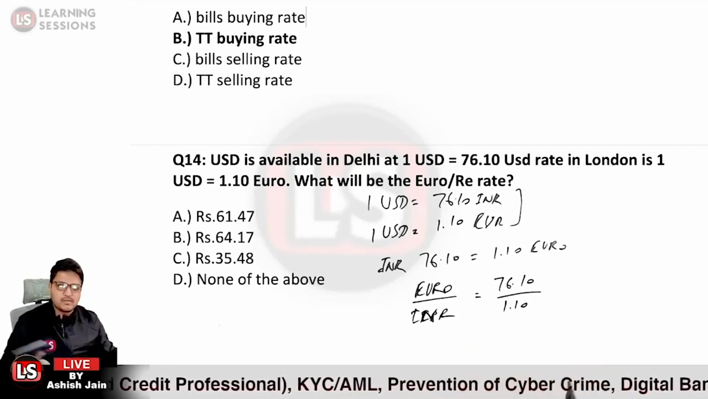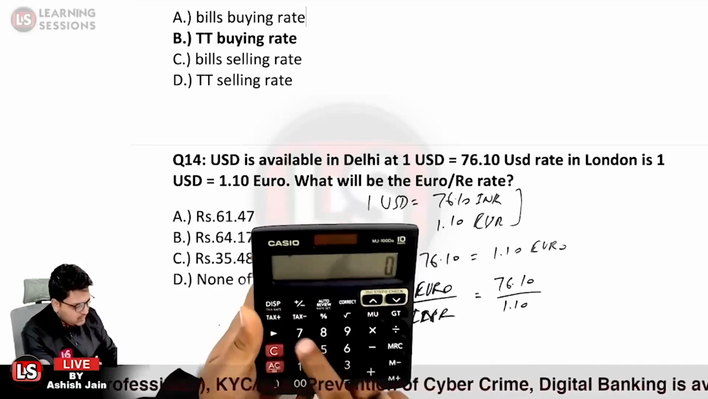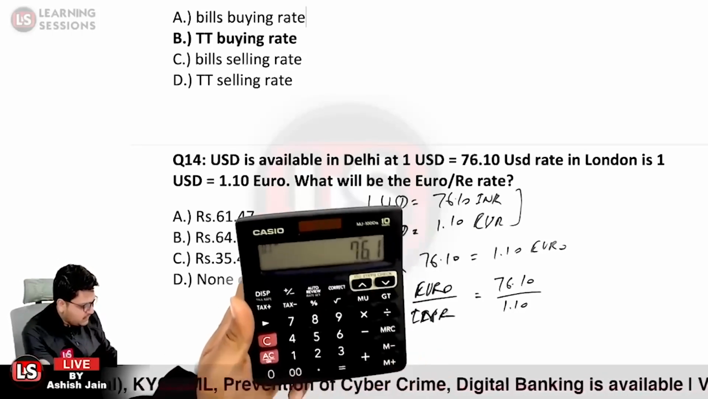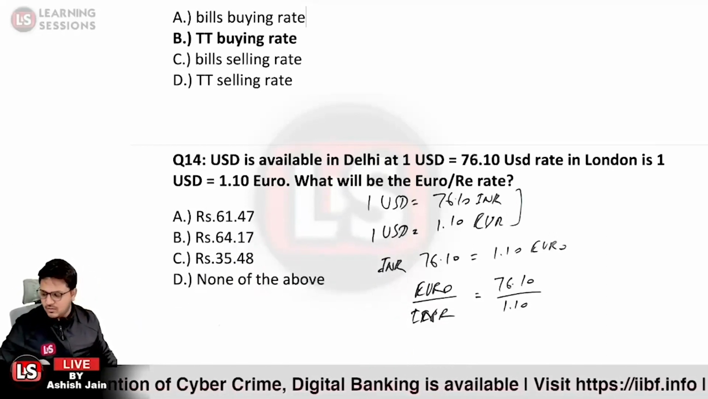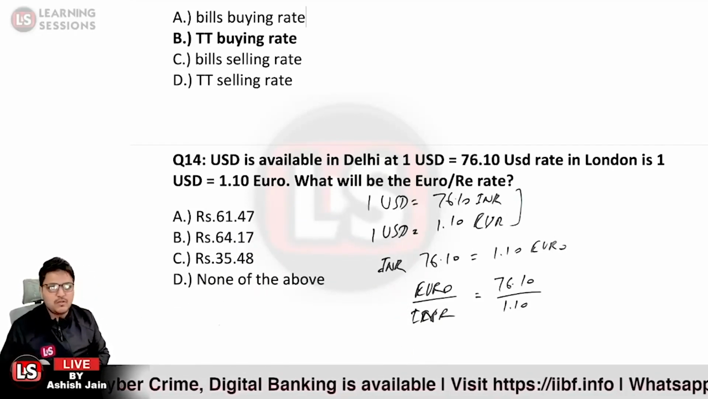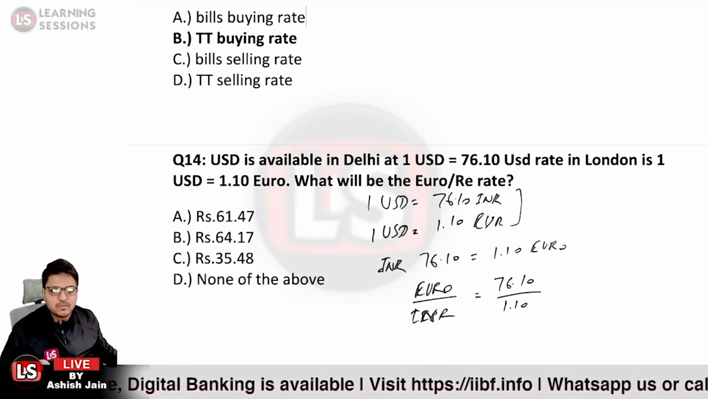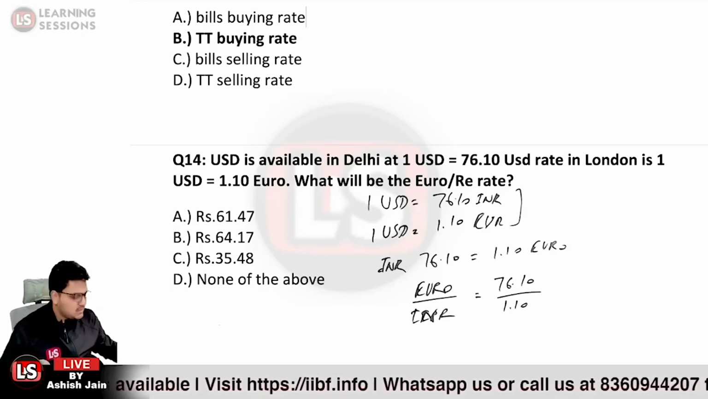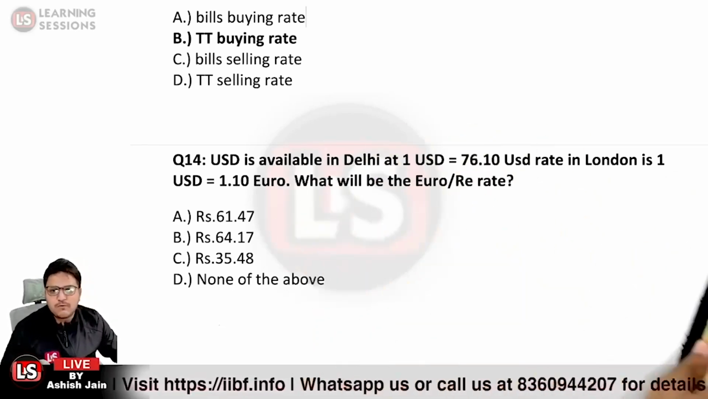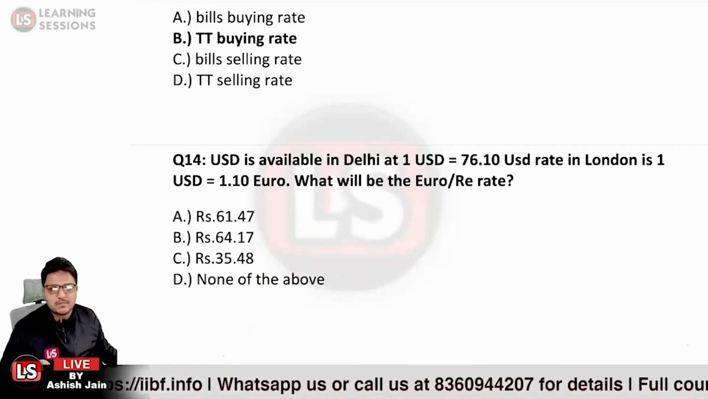So what would be the answer? It is 76.1 divided by 1.1, that is equal to 69.18. So none of the above. Option D over here is the right answer. So Nisha Vasti has answered correctly at the earliest. Question number 14, option D is the right answer.